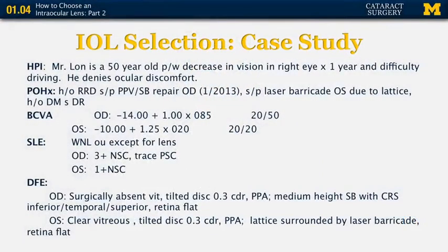Now, when we take in this situation, we also want to ask the patient their needs and desires at this point and also give them some information of what they could expect with their different options. So in this case, Mr. Lon, we see has only a visually significant cataract in the right eye. His left eye is seeing 20/20 and not much of a cataract there, and so there's not a need necessarily to proceed with cataract surgery in both eyes.